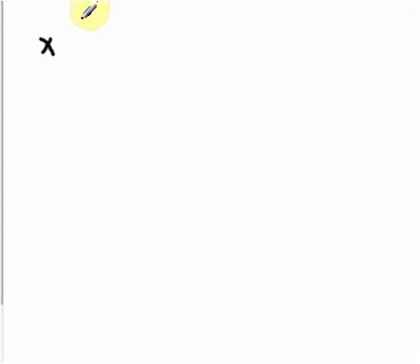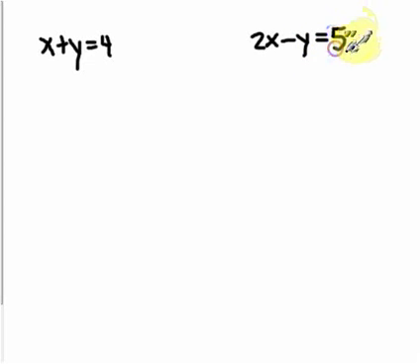Now, the first thing that we're going to do is just look at a system and decide if an ordered pair that they give us is a solution to this system. So this is the first one there on the page, and your system is x plus y equals 4, and I'm going to write them beside each other instead of one above the other, because this is how I like to spread out my work so I can show all my work. So the next part of the system is 2x minus y equals 5.